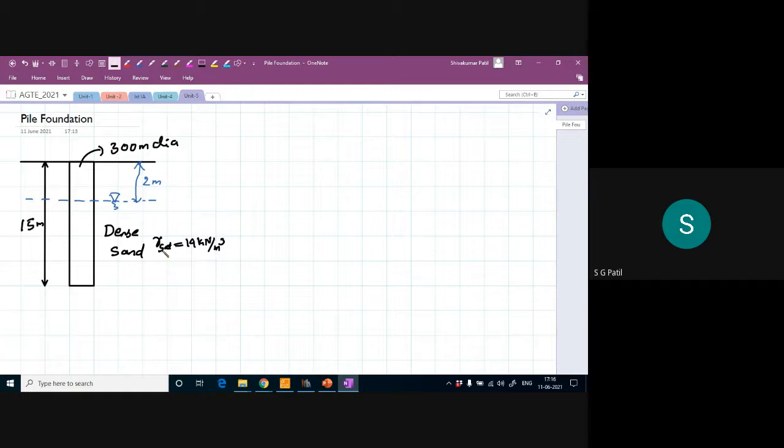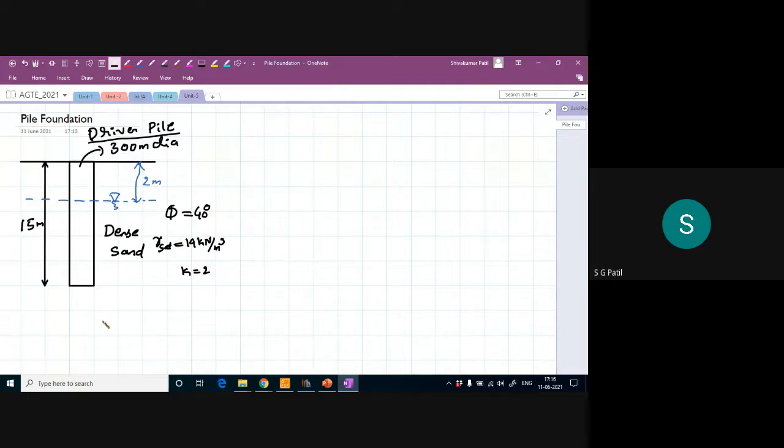Okay, and the K value given is 2. So it is actually a driven pile. Okay, so this is the driven pile. The phi value given is 40 degree.